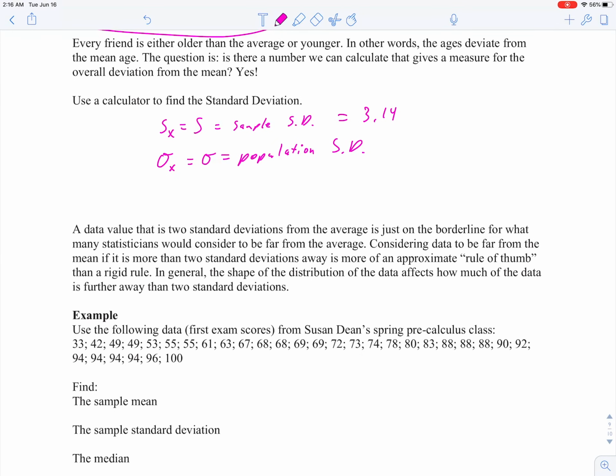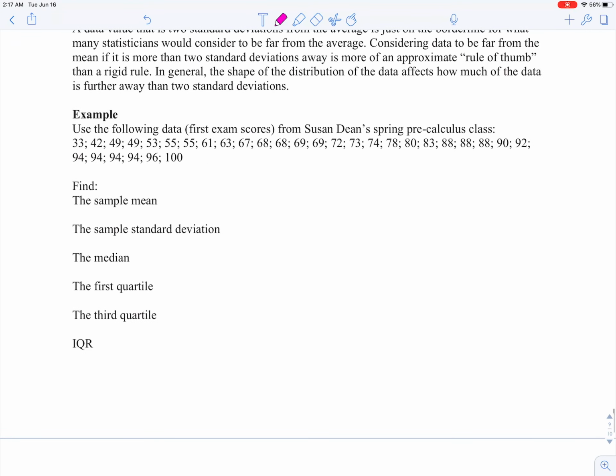A little bit more about standard deviation. A data value that is 2 standard deviations from the average is just on the borderline for what many statisticians would consider to be far from average. Considering data to be far from the mean if it is more than 2 standard deviations away is more of an approximate rule of thumb. So it's not always an exact rule, but it just gives us an idea. In general, the shape of the distribution of the data affects how much of the data is further away than 2 standard deviations.